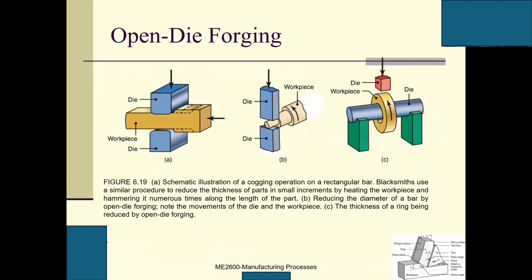Open die forging. This is two dies and a workpiece, and you just pull it through. This is the gap between these two dies. Here, B is reducing the diameter of the bar. You just compress it. And the third one is the thickness of a rim being reduced by open die forging. This guy is rotating the workpiece, and you put the die there and compress it, and you want to reduce the diameter of this workpiece.